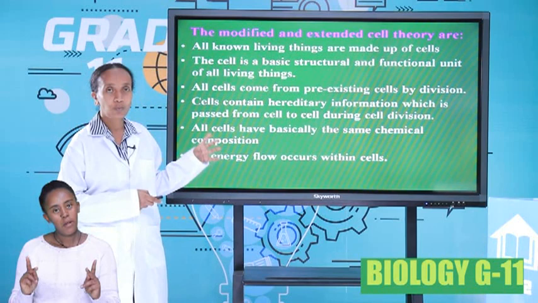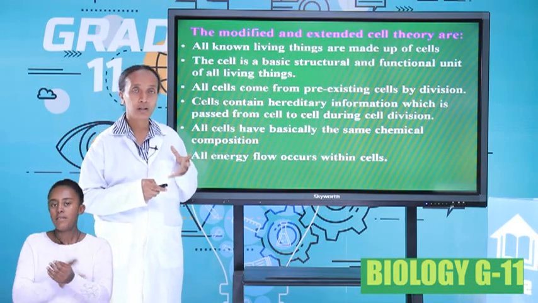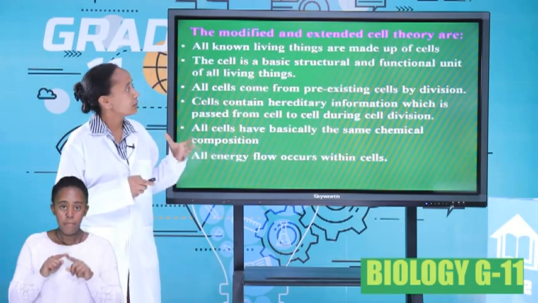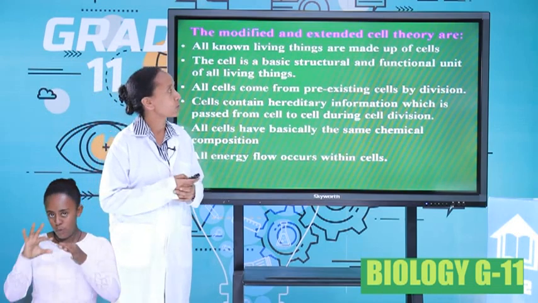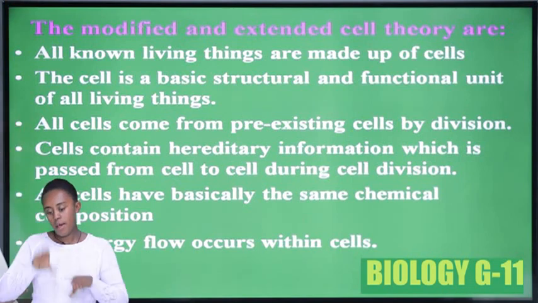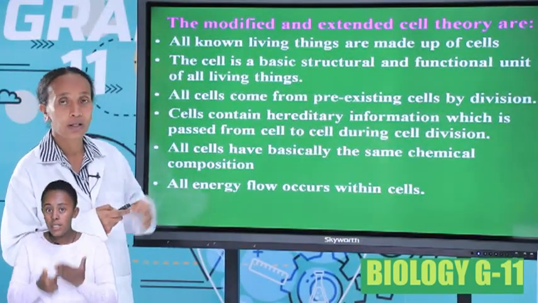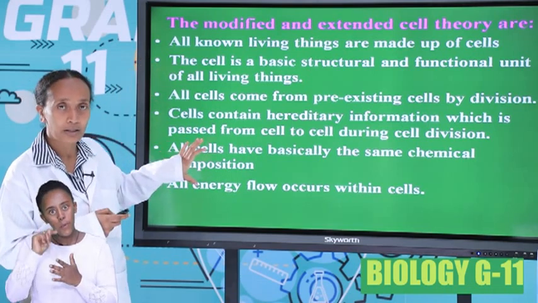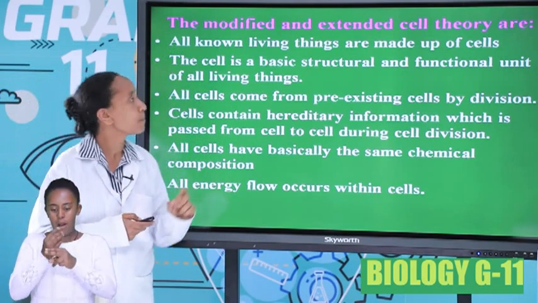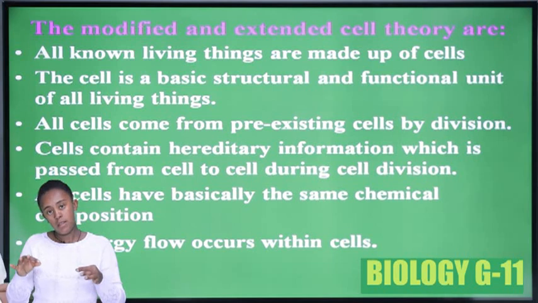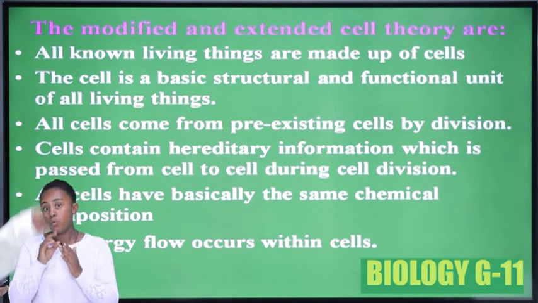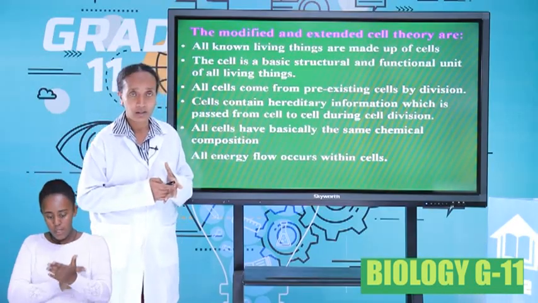Okay, up to now we have seen cell theories that were stated by different scientists at different times. But the scientific society stated a modern cell theory that has acceptance all over the world, and this modern cell theory includes these six statements. The first statement, all known living things are made up of cells. The second statement, the cell is the basic structural and functional unit of all living things. The third, all cells come from pre-existing cells.